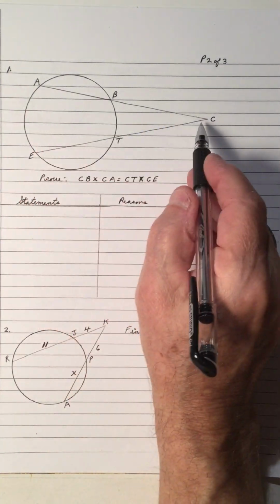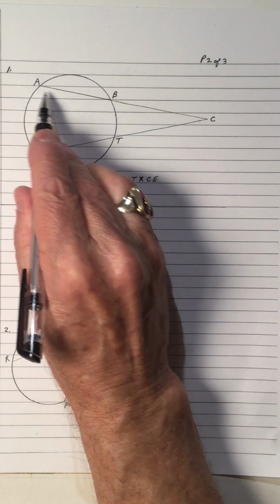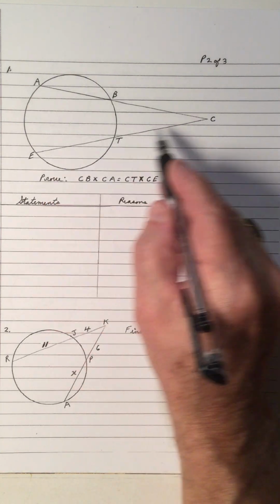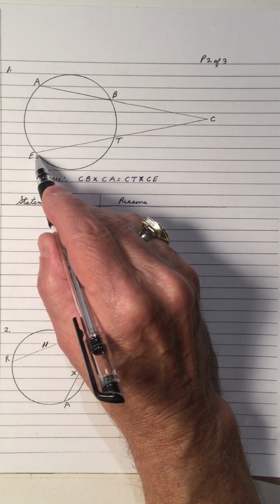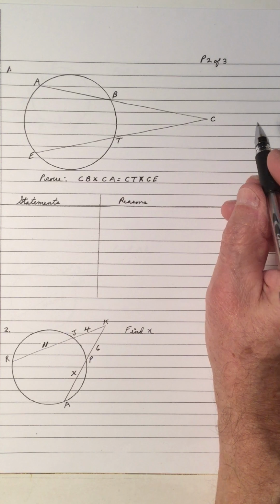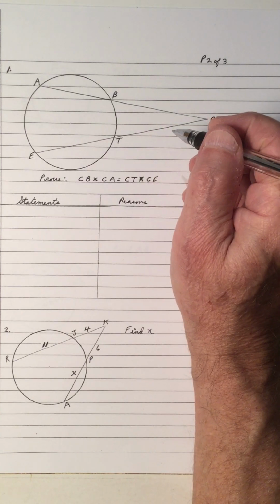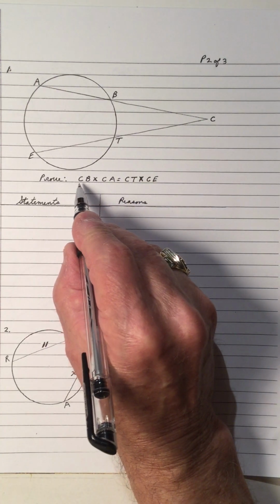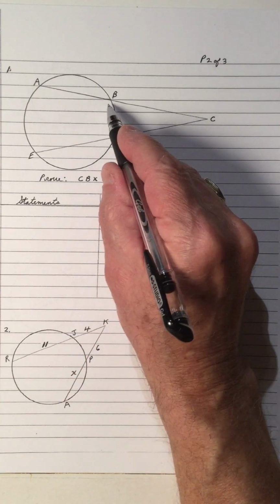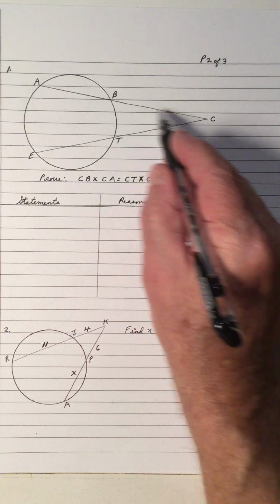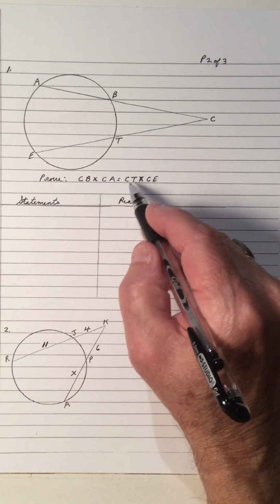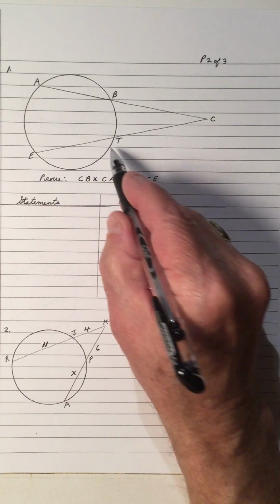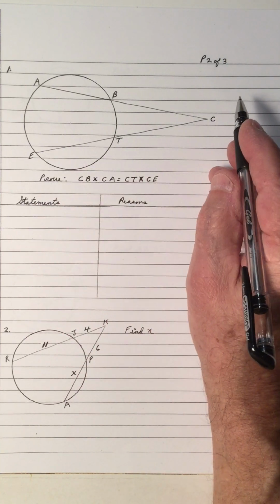CA is a secant because it's cutting the circle at 2 points. And CE is a secant because it's cutting the circle at 2 points. So we're going to prove the product of the secants, and that is we're going to prove that CB times CA equals CT times CE.